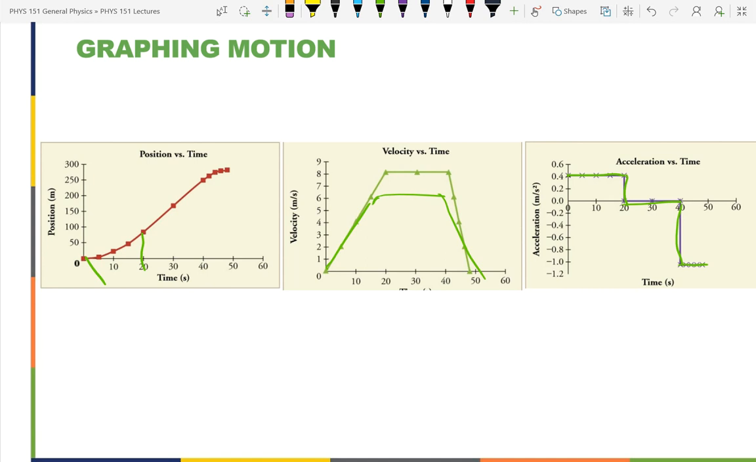So just by looking at one graph, we can get a lot of information about not just the position, but also the velocity or the acceleration. And of course, if you can go from a position graph to a velocity graph to acceleration graph, you should be able to work your way back as well. It's a little more difficult working your way back.